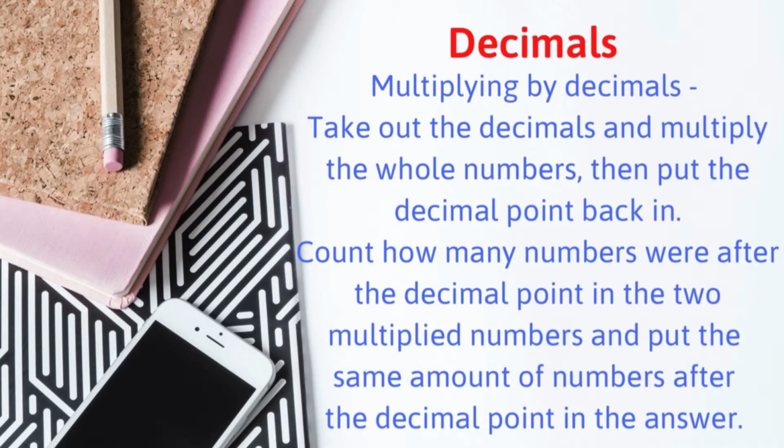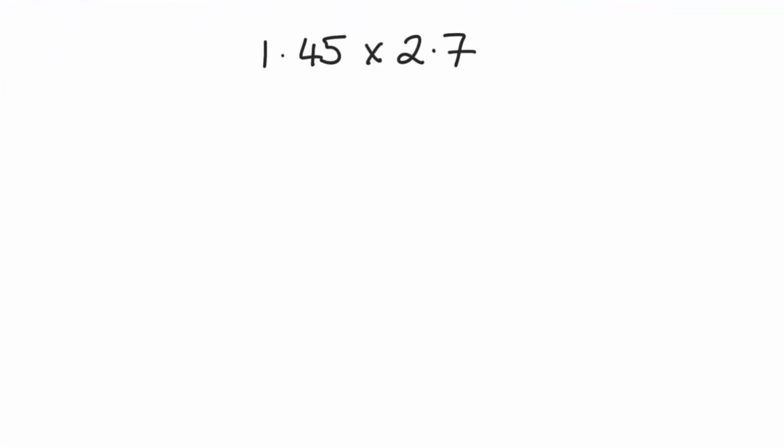When multiplying with decimals, you take out the decimal point, multiply the whole numbers together, and then put the decimal back in. To put the decimal place back in, count how many numbers were after the decimal point in the two numbers that were timesed together, and that's how many numbers need to be after the decimal point in the answer. For example, we've got 1.45 times 2.7.